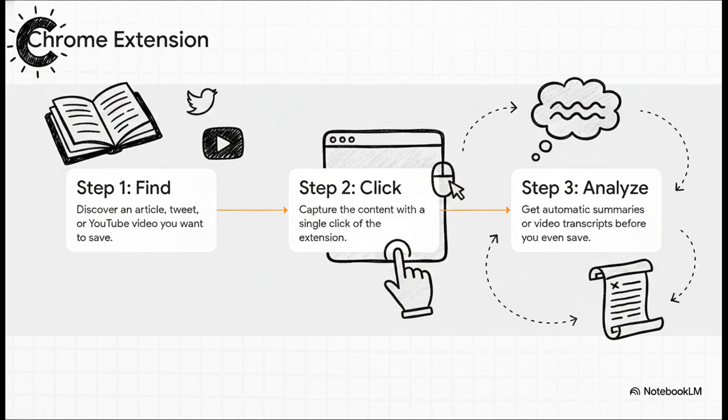Now this right here is a total game changer for the research phase. The Chrome extension lets you grab basically anything from the web with just one click. No more copying links, no more downloading files, and the best part? It gives you an instant summary of an article or even a full transcript of a YouTube video before you even save it, so you know right away if it's actually useful.